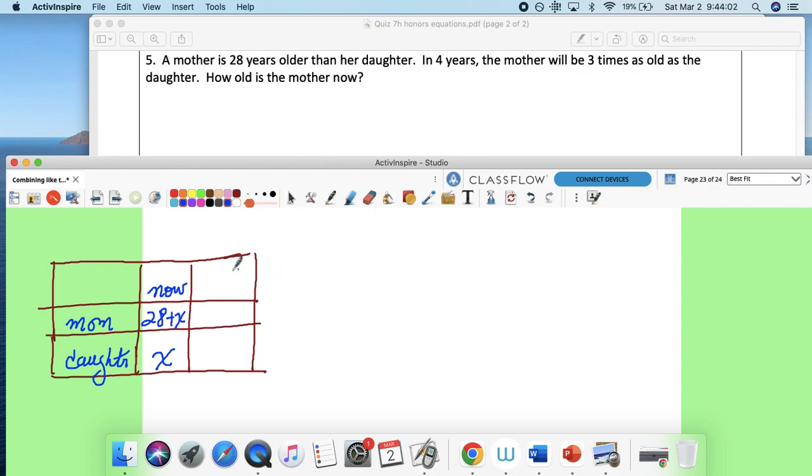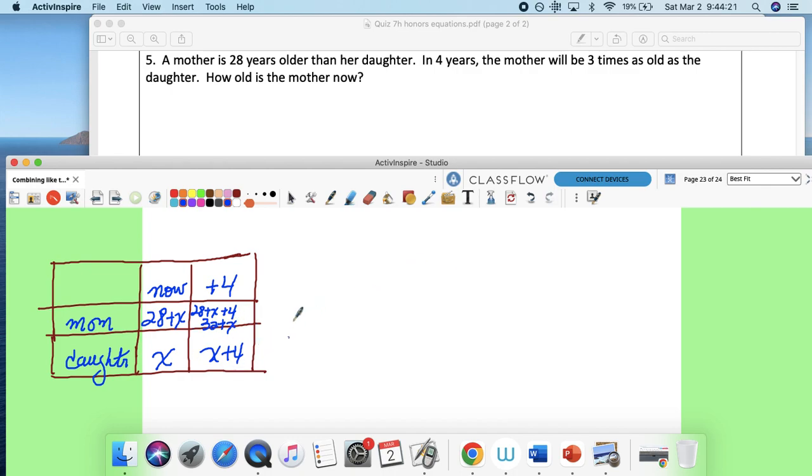In 4 years, so in the future, 4 years from now, the daughter is going to be X plus 4. And the mom is going to be 28 plus X, which is her age right now, and then let's add on 4 years to that. Combine like terms, we can rewrite that as 32 plus X. So that's the mom's age 4 years from now.